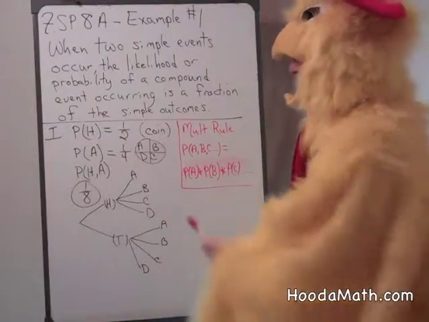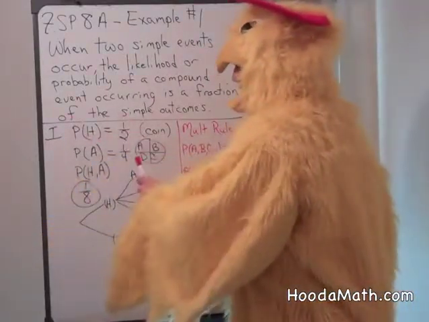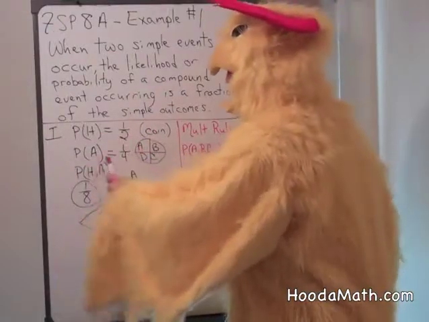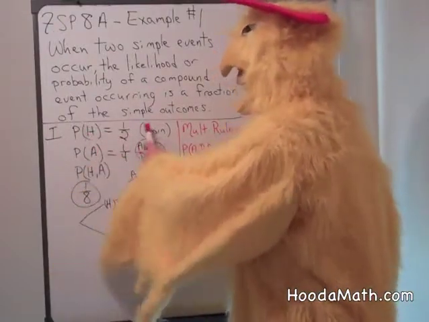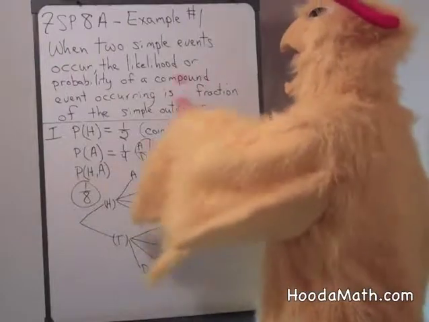So a simple event would be one event, and if that's paired with another event, like the spinner and the coin, that's called a compound event.